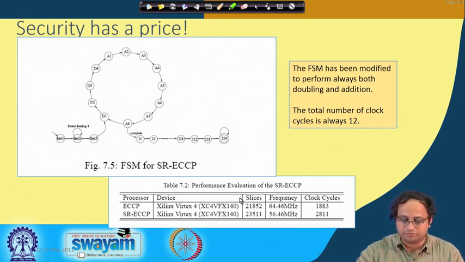If you see the footprint on hardware, you will see that there is a blow up. That means there is a diminution in the frequency, an increase in the slices, and an increase in the number of clock cycles, but that is the price that you pay for this security.